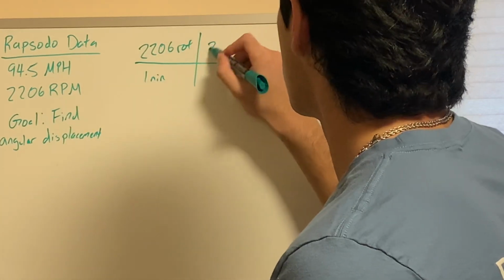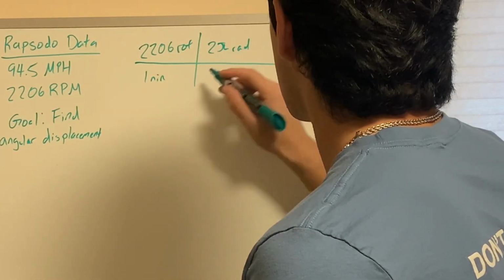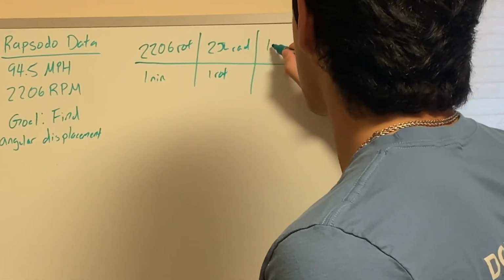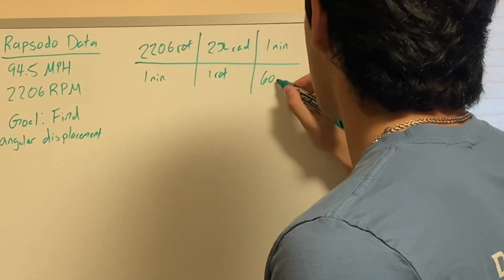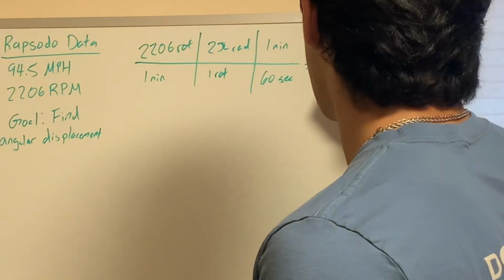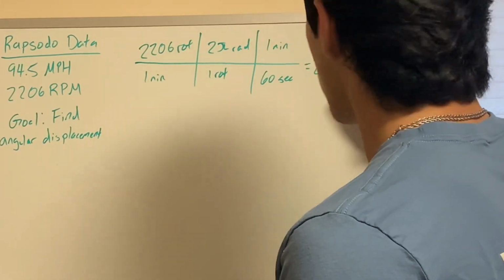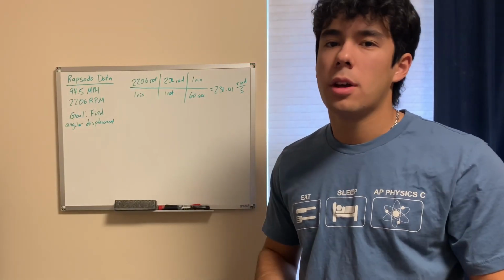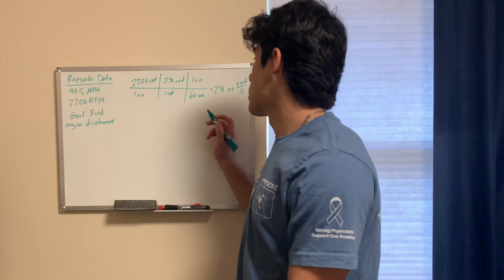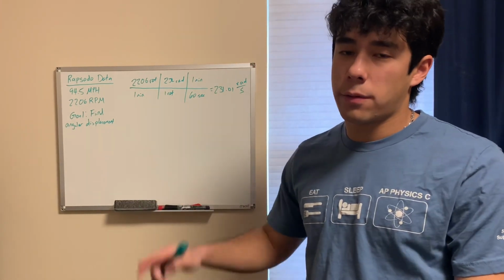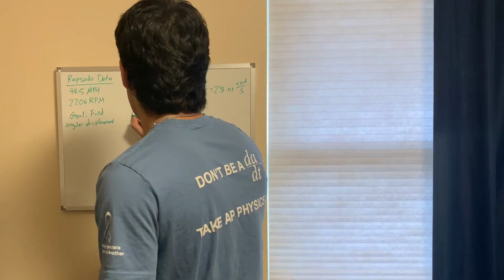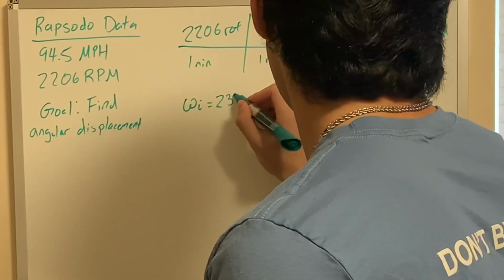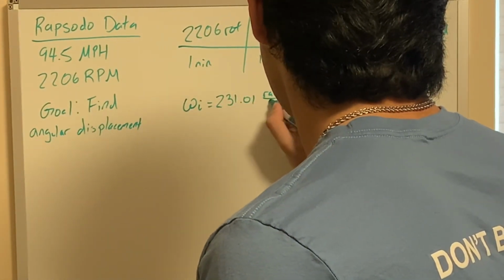We know that there is 2 pi radians in one rotation, and then to convert the minutes into seconds, we know that for every 1 minute, there's 60 seconds, and that's going to give us around 231.01 radians per second. So we want to think about this in terms of angular kinematics. Since the Rapsodo collects data on ball flight from release, we know that the initial angular velocity is equal to what we calculated, which is 231.01 radians per second.